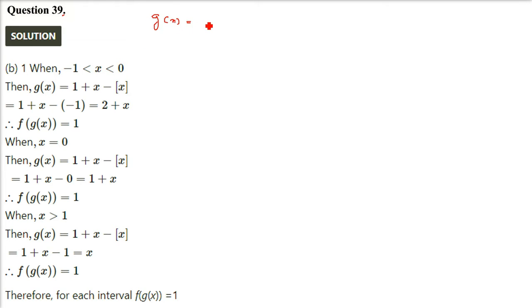So g x is given as 1 plus x minus greatest integer function of x. So greatest integer function is basically the floor function. Now f x is given as a kind of step function, because we have minus 1, then we have 0 and 1. So minus 1 when x is less than 0, 0 when x is equal to 0, and 1 when x is greater than 0.